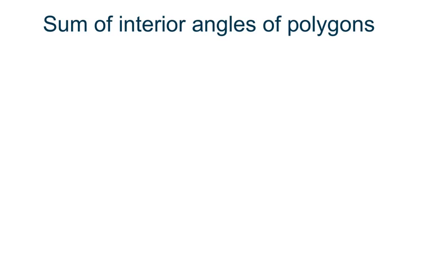In this video, we are talking about the sum of interior angles of polygons. When we say sum, we mean total, so all the angles added up together. When we say interior, we mean inside, so all of the angles inside of the lines, inside the shape, added up together.